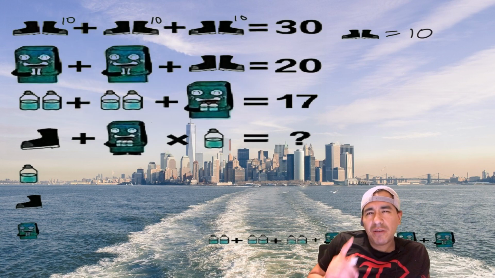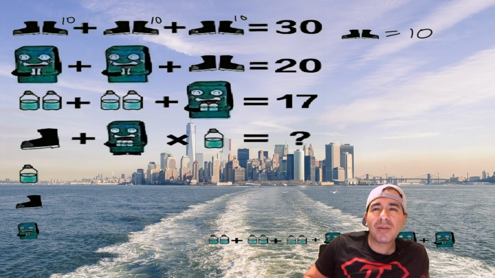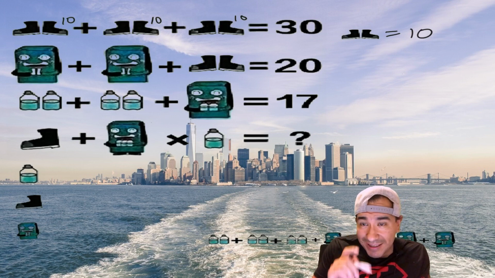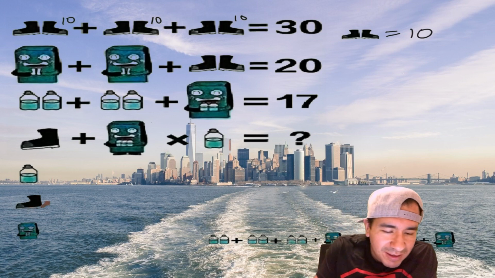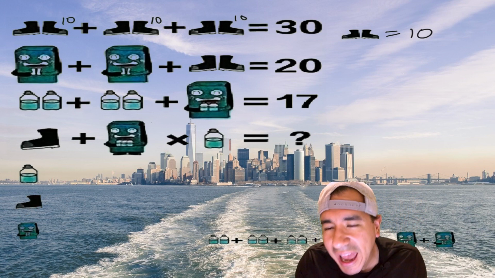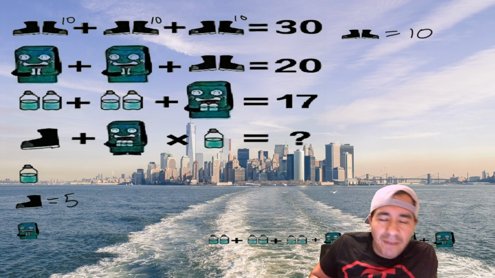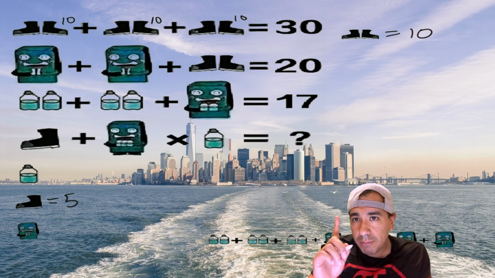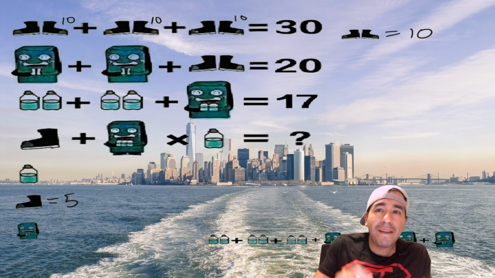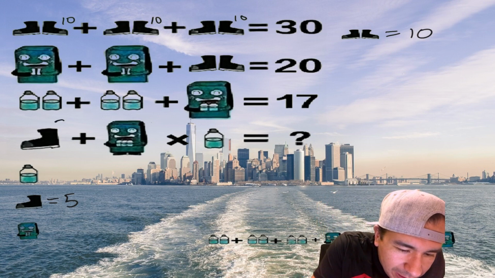All right, so if each pair of boots is equal to 10, what that tells us is that each boot by itself, this boot all by itself, must be half of 10. So each boot, singular, is 5. So everywhere I see one boot, just like we have right here, we're going to write 5 because that's what it's equal to. So let's go ahead and do that, mathletes.